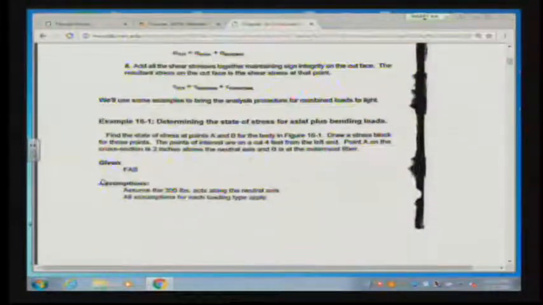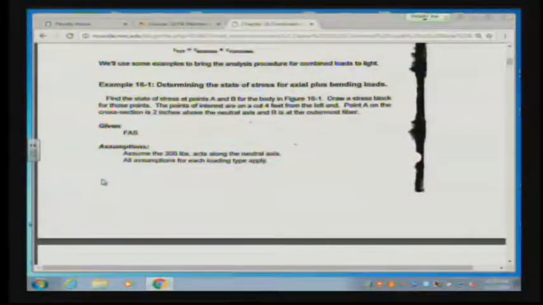All right, so here's an example. We want to find the state of stress. State of stress just means sigma total and tau total. And we have a body in figure 16.1, which we'll talk about. We have assumptions. The given FAS stands for figure as shown. And we have some assumptions, and then we go ahead and work our problem.